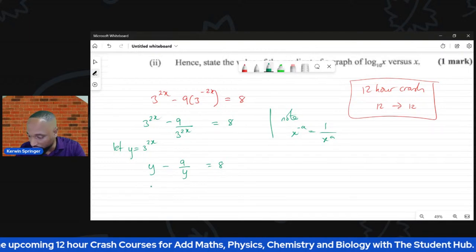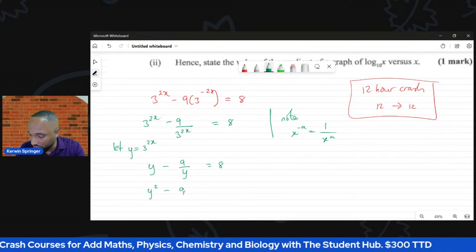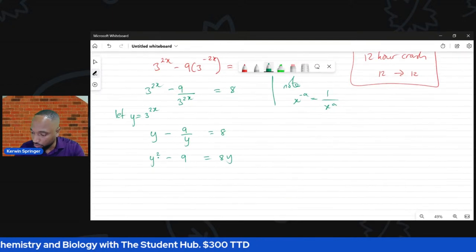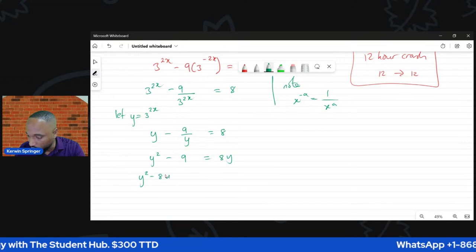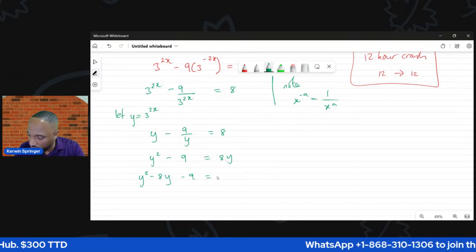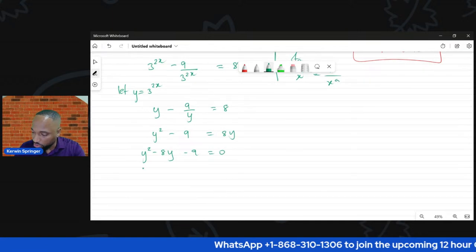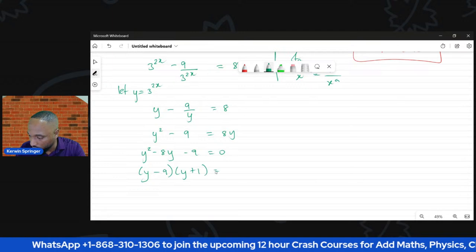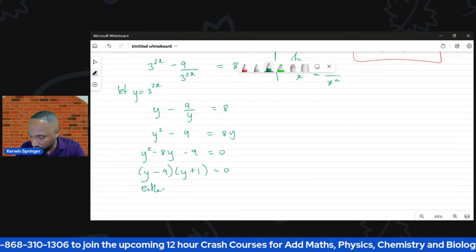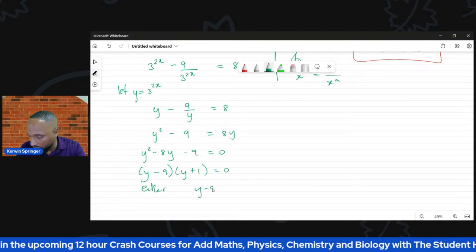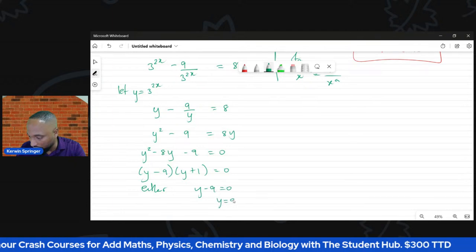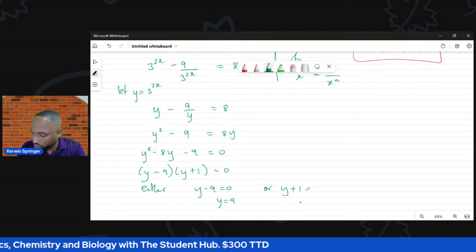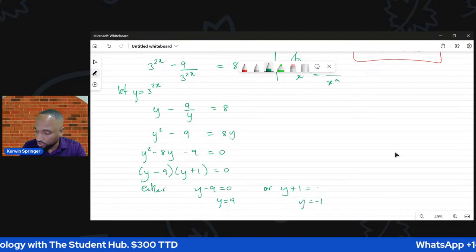And I could multiply everything by y. I'll get y squared minus 9 is equal to 8y. Bring this across, I get y squared minus 8y minus 9 is equal to 0. This should break down to y minus 9 by y plus 1 equal to 0. So either y minus 9 is equal to 0 and y is equal to 9, or y plus 1 is equal to 0. So y is equal to negative 1.